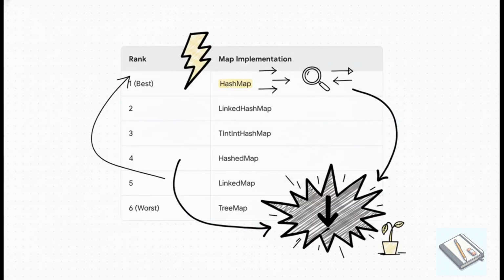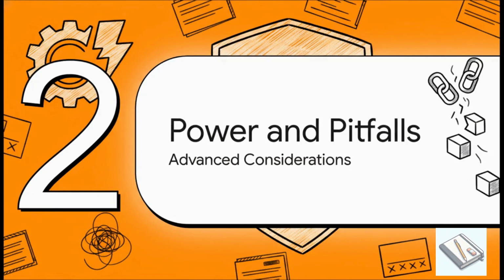And what about that energy question? Well, studies have actually profiled this, and we have a clear winner. For most everyday tasks, HashMap is the king. It's the most energy-efficient choice. And at the other end of the spectrum, you've got TreeMap, which, while great for keeping keys sorted, is also the most power-hungry.